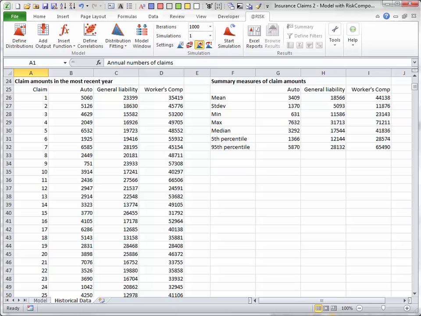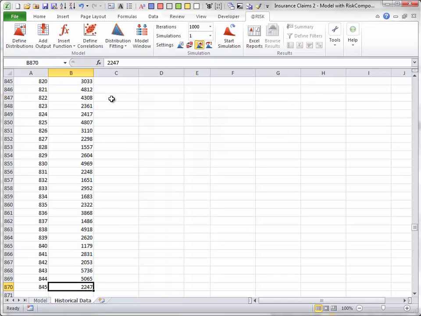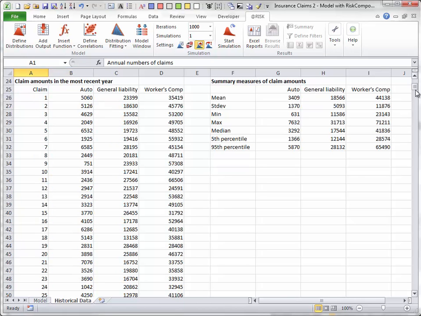The bottom section of the historical data sheet lists the previous year's claim amounts for each of the three categories. For example, there were 845 auto claims in the previous year, so the first column contains $845 values. Now there are plenty of data points, so it is possible to estimate the distribution of claim amounts for each category. This can be done with @RISK's distribution fitting tool.